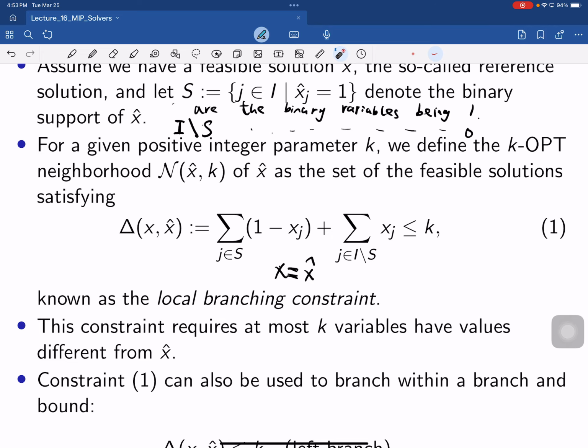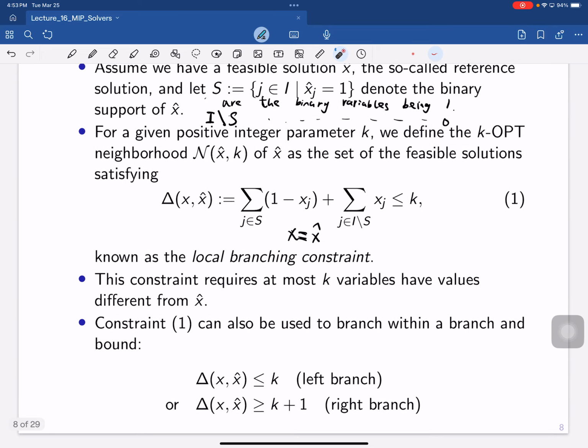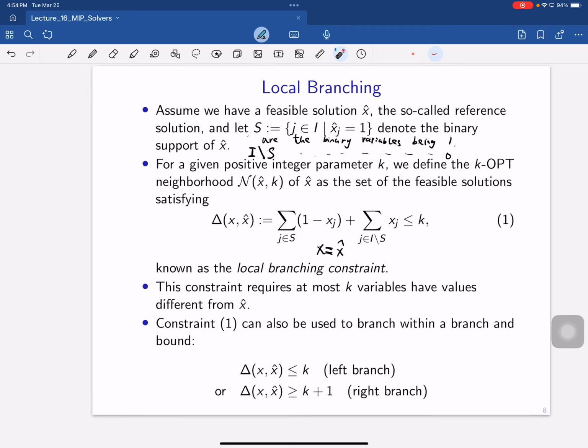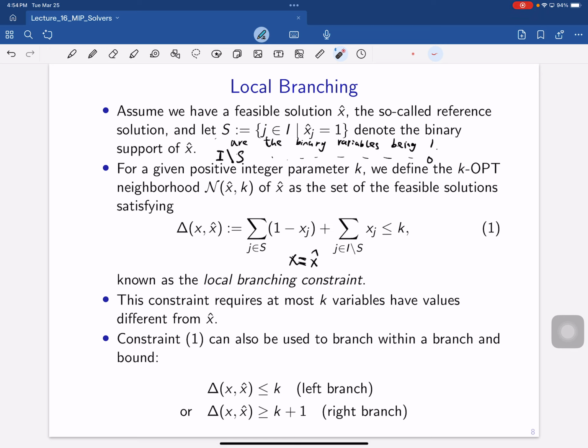So you can construct a neighborhood around the original solution here. And you can also use this local branching constraint in a branch and bound, where the left branch says I'm in a neighborhood that differs from the original solution by less than or equal to k, and the right branch says we differ from the original solution by greater than or equal to k plus 1. So that is also a way of doing branching. Overall, local branching is a neighborhood search heuristic as well. You constrain it to a k-opt neighborhood.